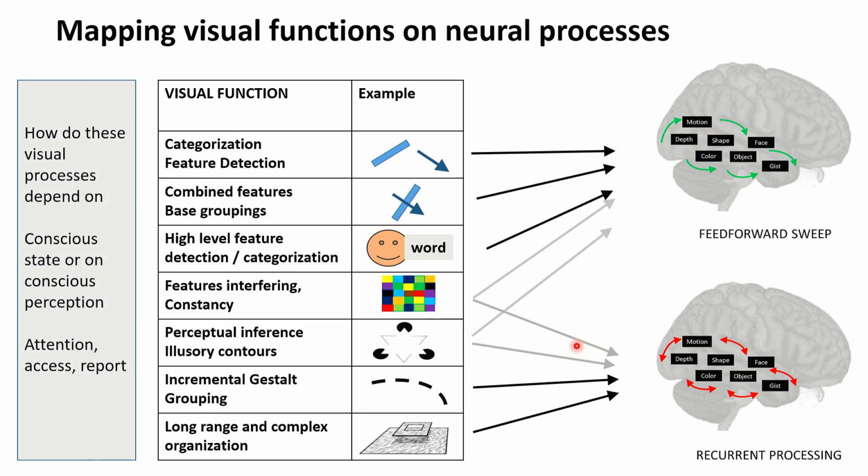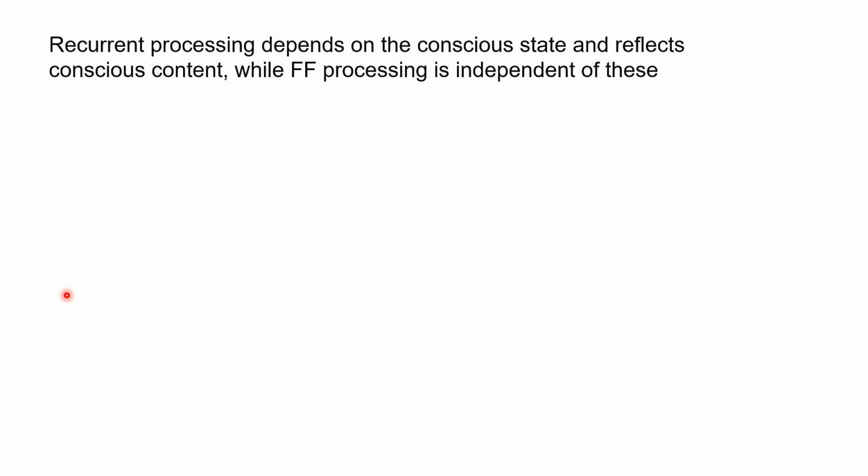And then, of course, critical questions remaining now are how do these visual processes then depend on, well, for one thing, attention and access and report, but of course then also on the conscious state or on conscious perception. Well, as we've already seen, recurrent processing depends on the conscious state and reflects conscious content, while feed-forward processing is independent of these.